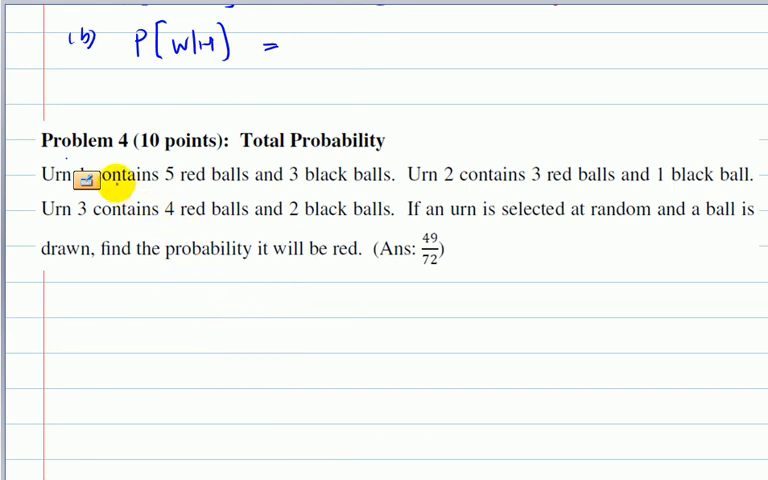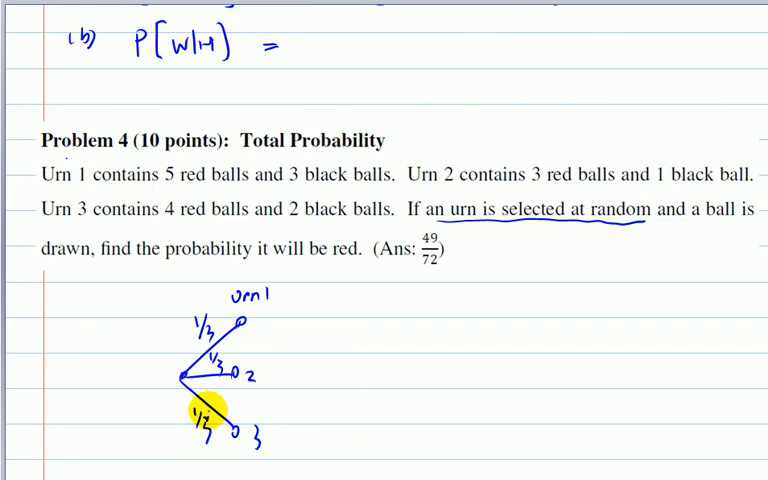There are 3 urns, and there are some red and black balls in each one of the urns. If an urn is selected at random, and this keyword "selected at random" means the probability of selecting each one of the urns is 1/3. So you have 3 choices at the beginning, urn 1, 2, 3, and the probability of getting each one of them is 1/3. Then from here you have different probabilities of getting either a red or a black.